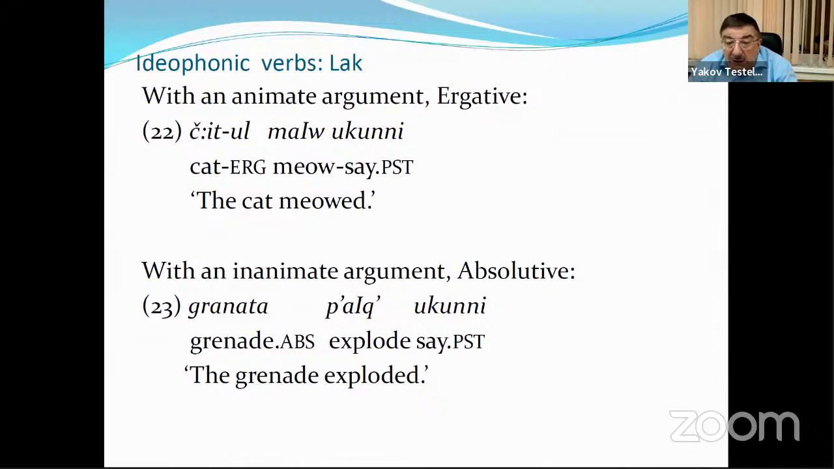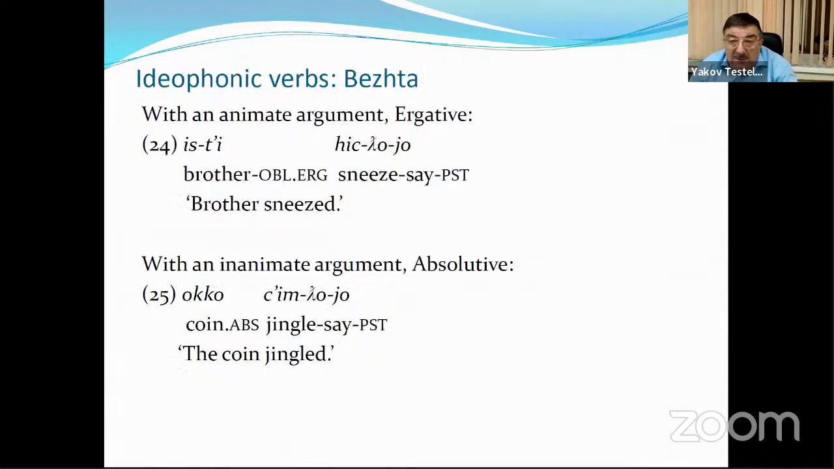With an inanimate argument, they take absolutive, like granata perkukunni, the grenade exploded. Same in Beshta: with an animate argument, it's ergative. Ist ich itzloyo, brother sneezed, brother is animate. With an inanimate argument, it's absolutive. For kotz imtloyo, the coin jingled. Oko is inanimate, so it's in absolutive. Same as in Lak.